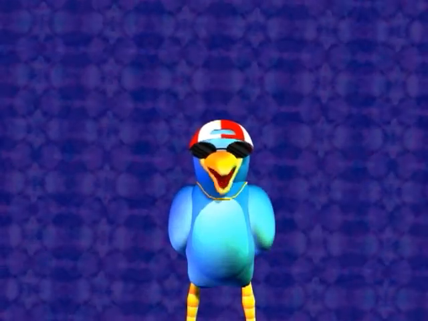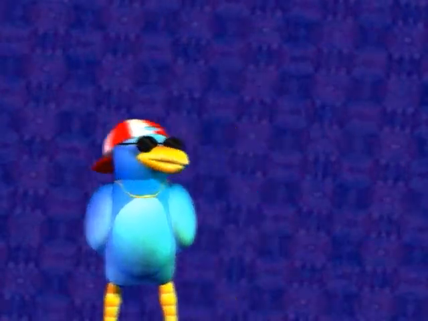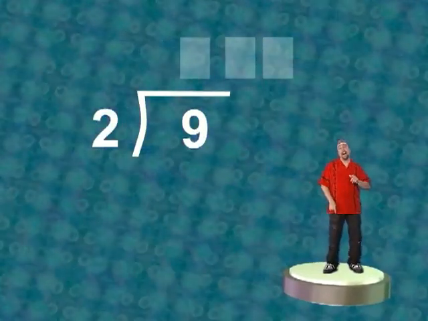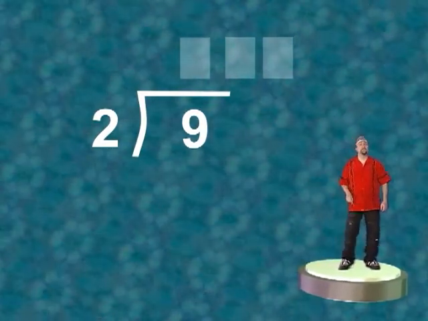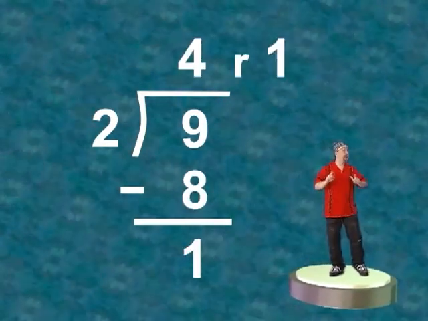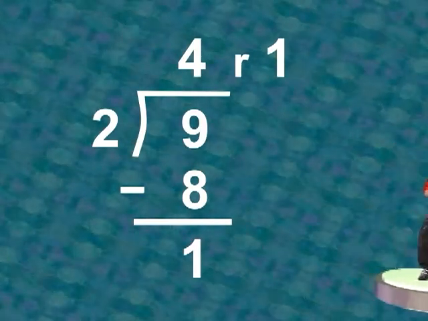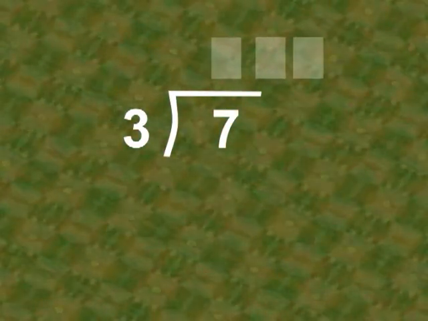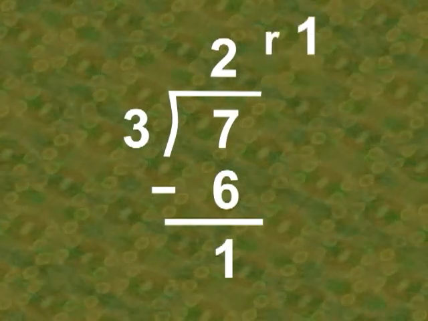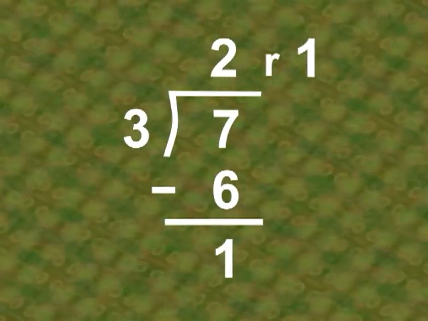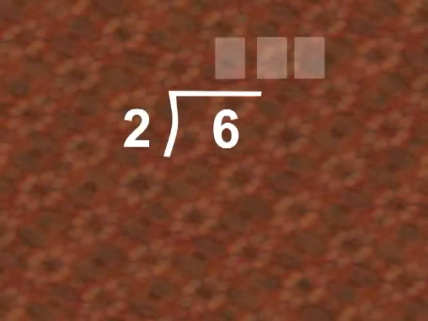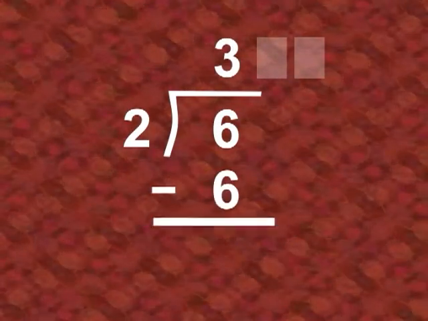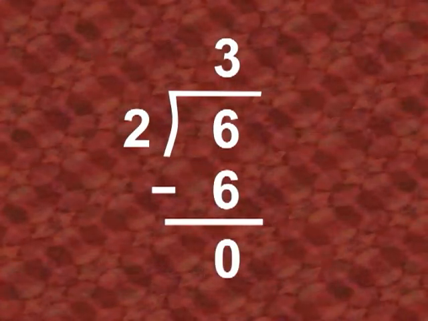Let's do some more problems that may or may not have remainders. All right, my funky feathered friend. 9 divided by 2 is 4, remainder of 1. 11 divided by 3 is 2, remainder of 1. 6 divided by 2 is 3, no remainder.